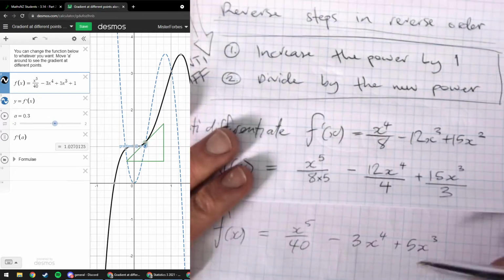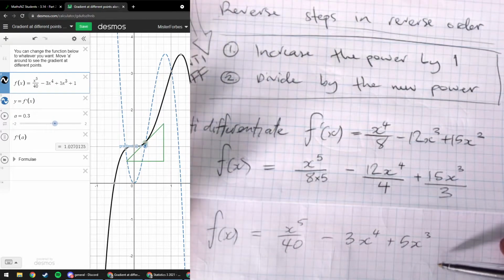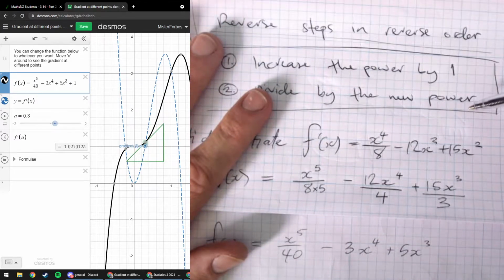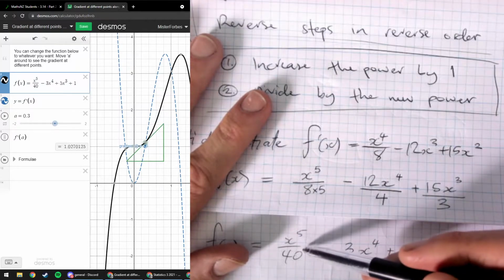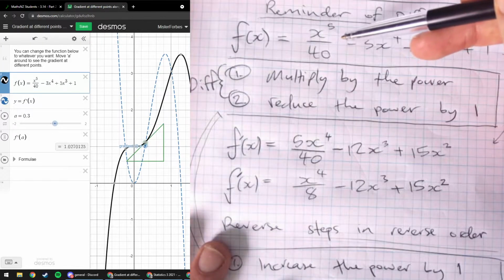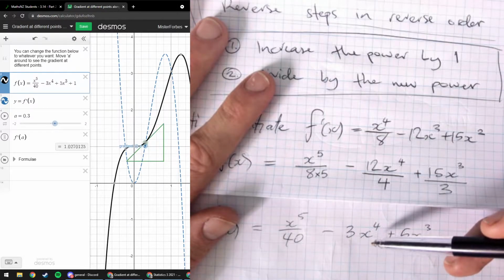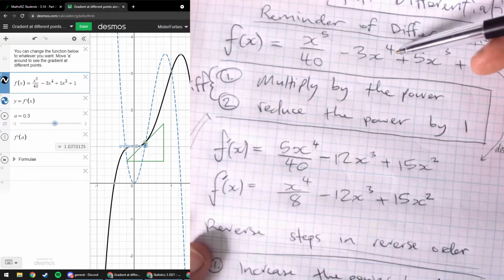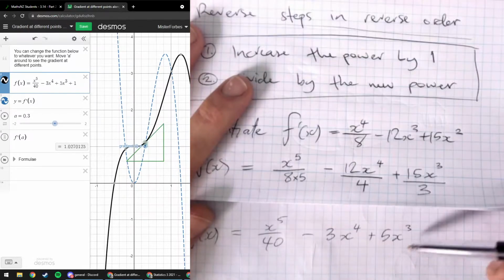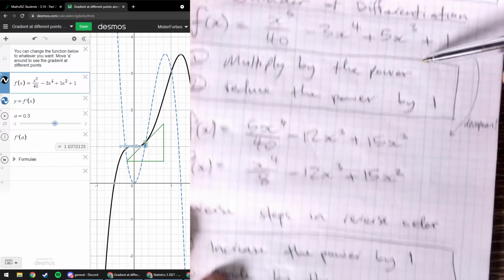So now we have our original function again. Let's see if these reverse steps work. So x to the power of 5 over 40, original function, nice. Minus 3x to the power of 4, nice. Plus 5x to the power of 3, matches, yes, and that's it.